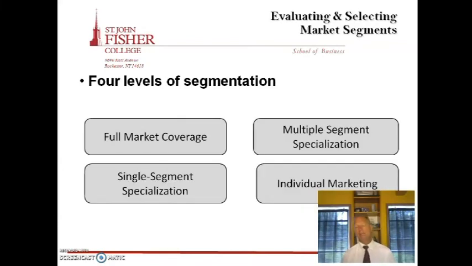So, the 4 levels of segmentation. You can have full market coverage. Coca-Cola goes to every market, kind of the same way. You could have single segment specialization, where you're only after one particular segment. You can have multiple segment specialization, where you go after multiple segments, but you might go after them with different products, different pricing strategies, different advertising strategies, different distribution strategies. And then finally, you've got individual marketing, where you're going after an individual or a very small subset of the market.